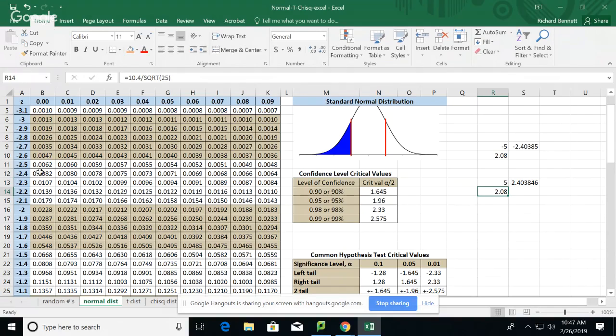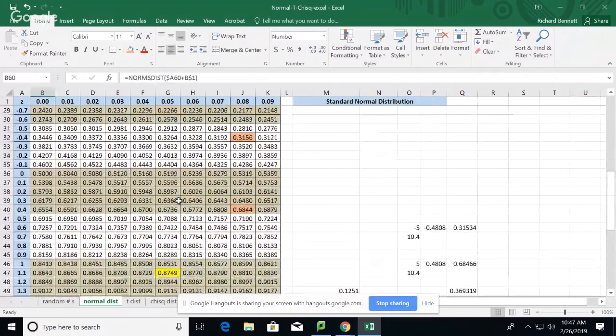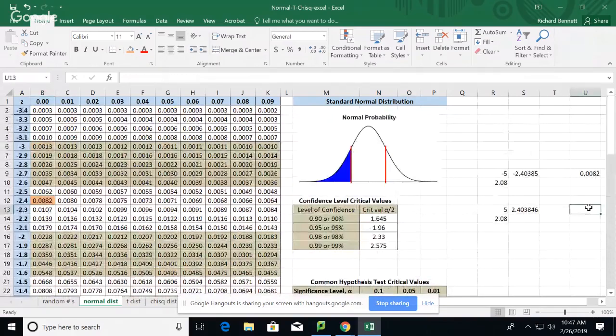So negative 2.40, I've got that value there. That's 0.0082. And then positive 2.4 is going to be 0.9918. And then how do I take this home? Subtract this minus that. I get 0.9836.